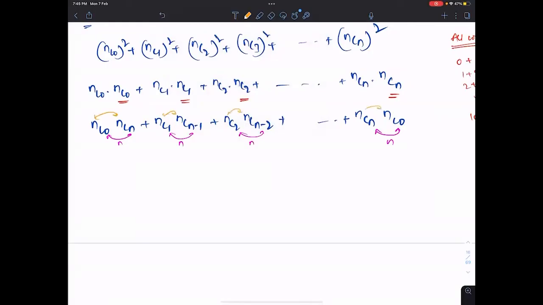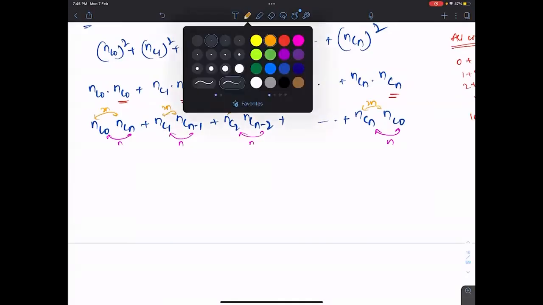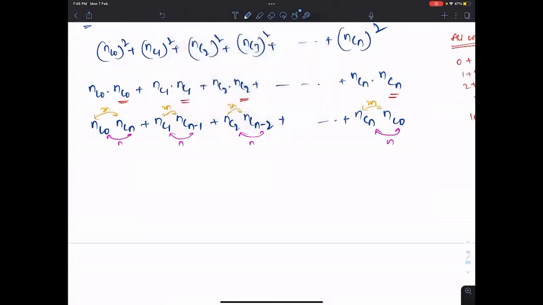2n. Now, only one thing you need to make sure: are all combinations of n there? Yes, because if you have to add two numbers to get n, it means 0 plus n, 1 plus n minus 1, and so on till n plus 0. All are there, no? So finally the answer will be, the upper sum is 2n and the lower sum is n, so 2nCn is the answer.